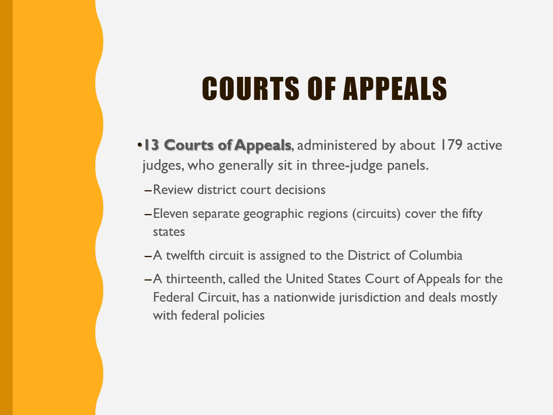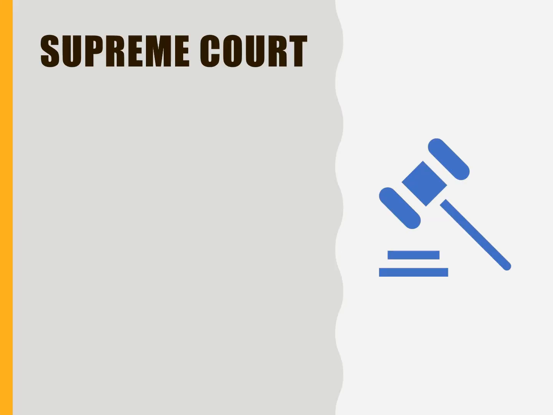They review the district court decisions. They have what's called appellate jurisdiction, which means they cannot hear any trials. They can only hear appeals of decisions made at the district court level. Now, there are 11 separate geographic regions called circuits. A 12th circuit is assigned to just the District of Columbia. Not a lot of cases, but some of the most important cases go to the Court of Appeals for the District of Columbia. And then the 13th is that specialty court, the Federal Circuit that we talked about earlier.